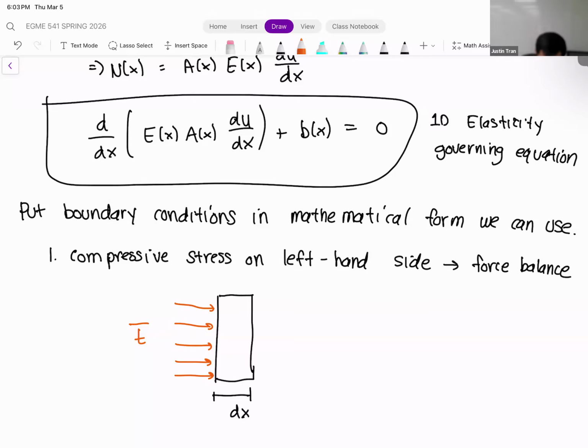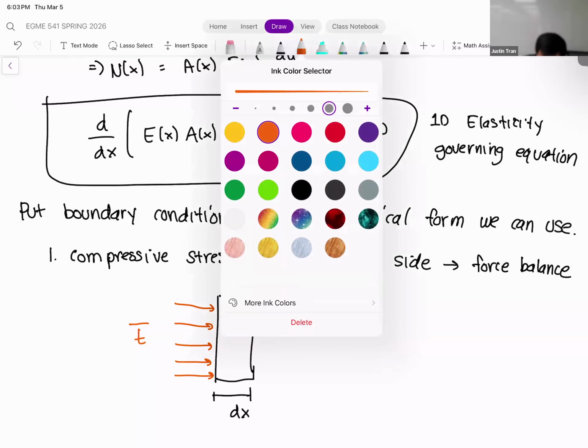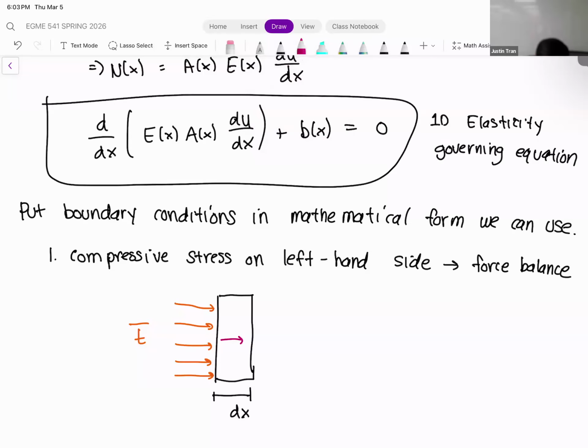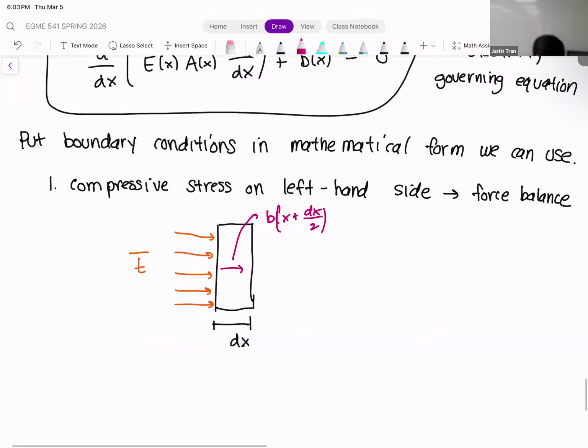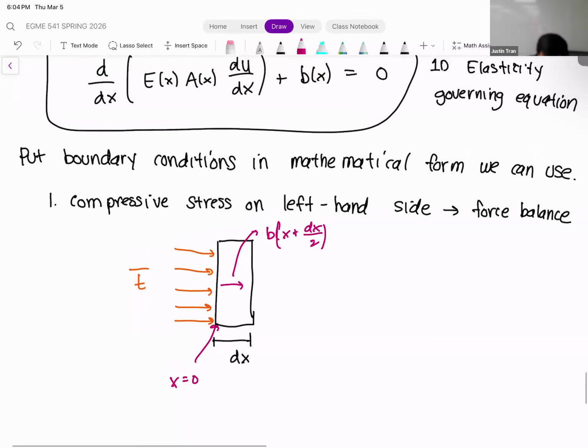In the middle of this, we also have our body force, and so we can't forget that. So we have our body force here. So this is our b of x plus dx divided by 2, or x here, I apologize. So we're accounting for this at the left-hand side of the domain, right? So that means our x value here is equal to 0. Okay. So instead of b of x, we're going to say this is going to be b of 0 plus dx over 2.